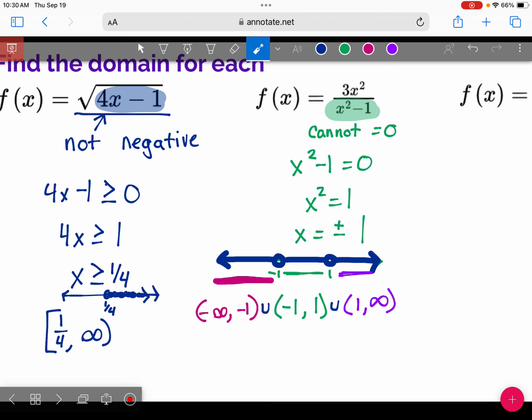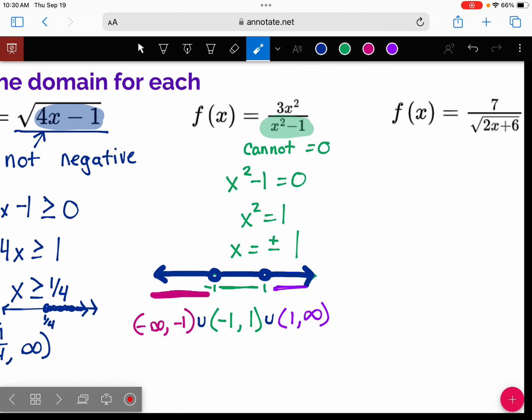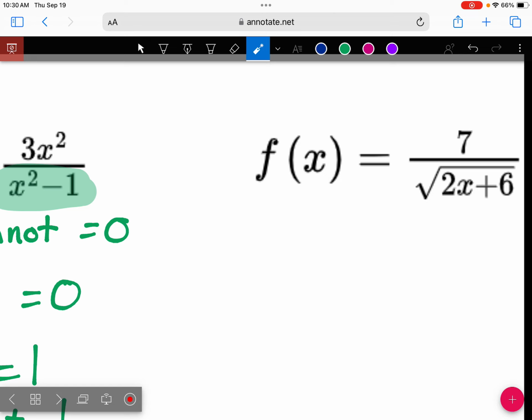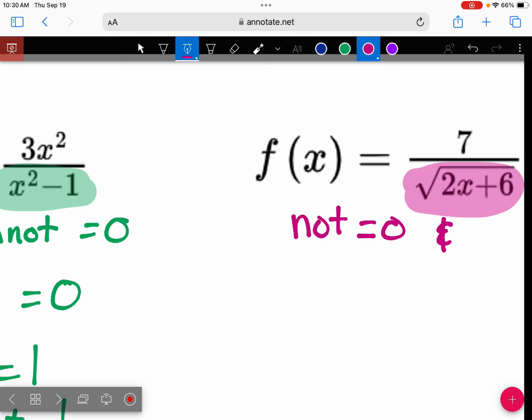So speaking of radicals, let's look at the next one. I have another fraction. So again, my numerator is not a big deal, but I need my denominator to not equal 0. And in the radical, I need that to not be negative. I don't want imaginaries either. So we're going to kind of combine the last 2 pieces together. This chunk needs to not equal 0, and my 2x plus 6 needs to be positive.